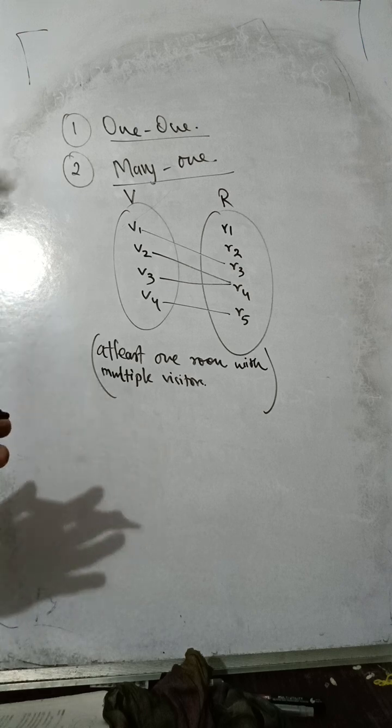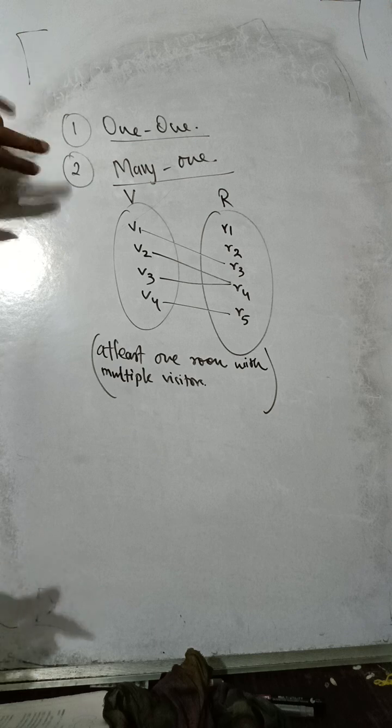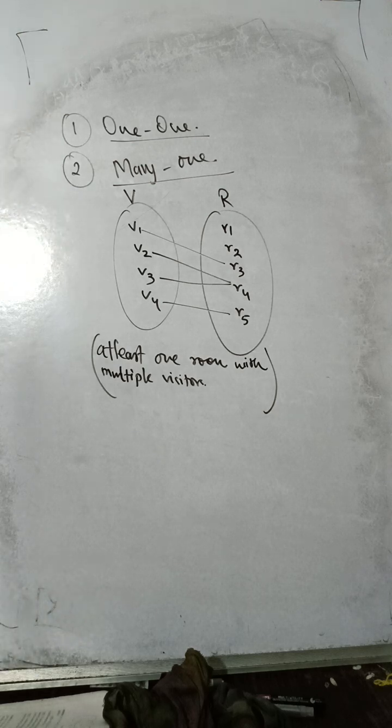If you do not have such a room, then it will be a one-one function. A function will be either one-one or many-one. It cannot be both at the same time. You cannot have a function which is both one-one and many-one.